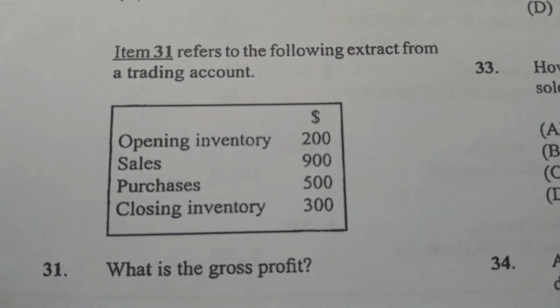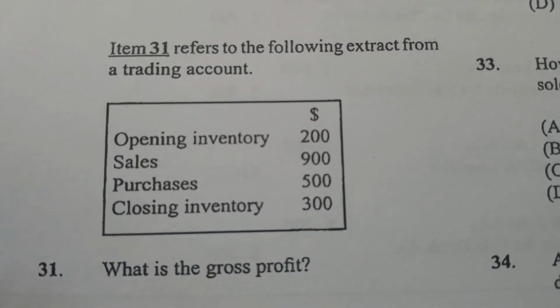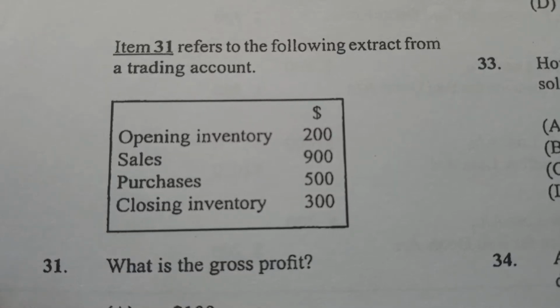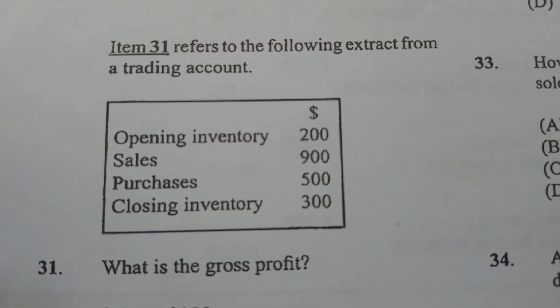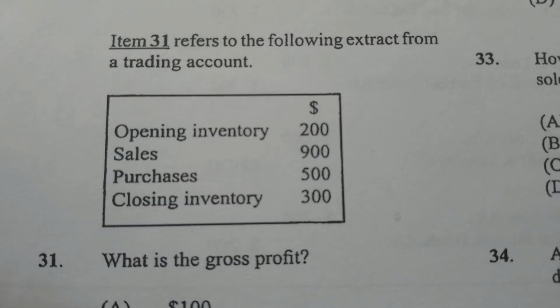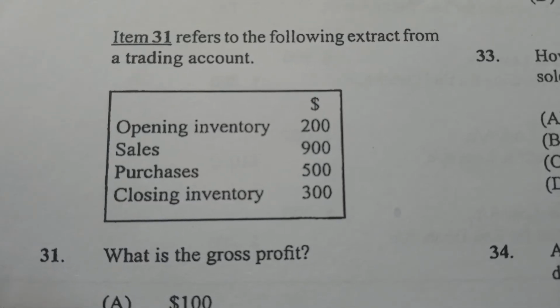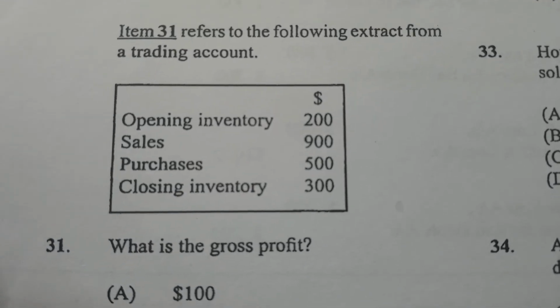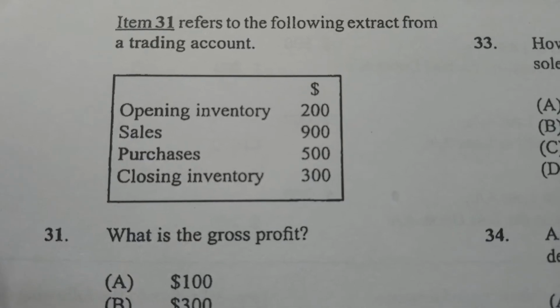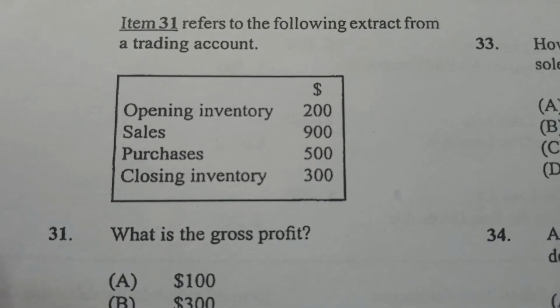Item 31 refers to the following extract from the trading account. We are provided with opening inventory, sales, purchases, and closing inventory. We're asked to determine what is the gross profit. So what should we do?